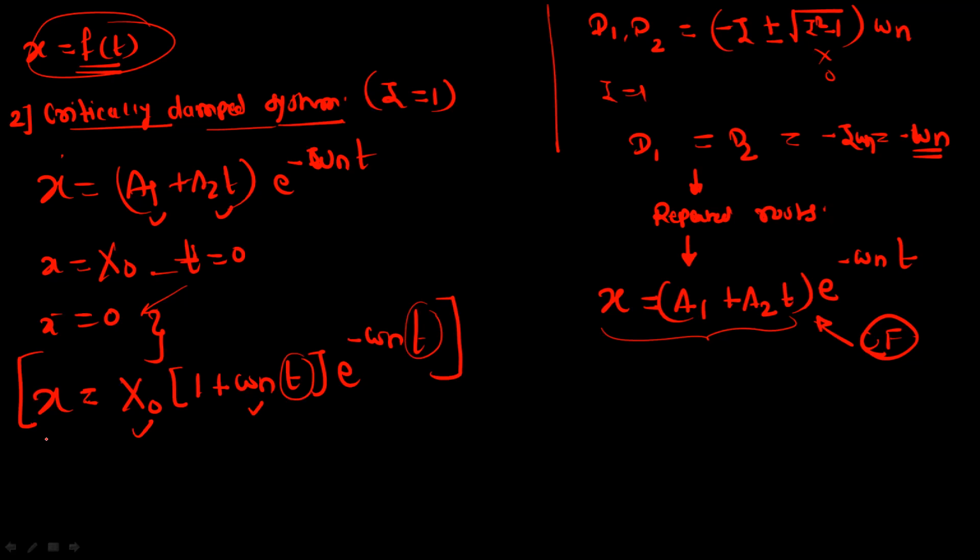Now if you plot this waveform, which is displacement versus time, by selecting various values of time from 0 to some finite value, then you will get the waveform like this. So this is the initial displacement x0.